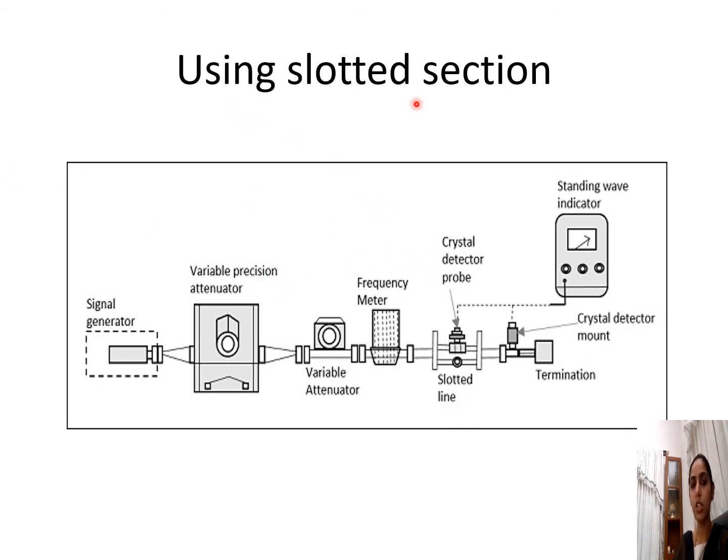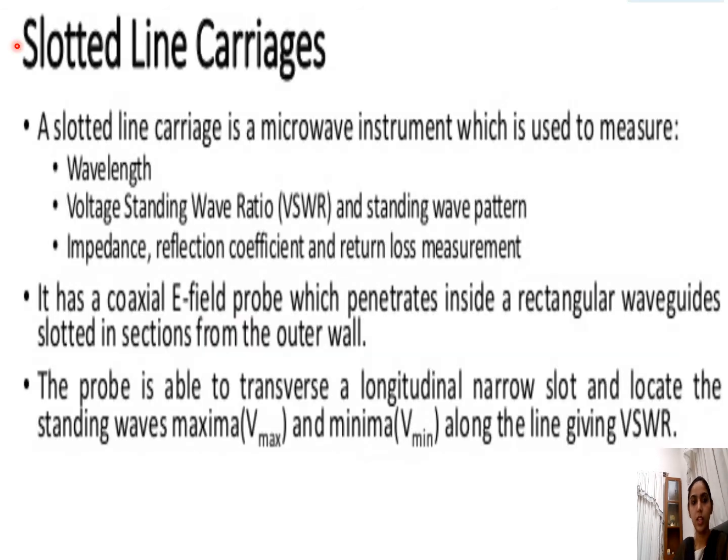So we now use this slotted section to determine our frequency. Here we have to understand that we have a crystal detector probe connected to the standing wave indicator. So these are in order. This is a microwave test bench. The slotted line carriage is a microwave instrument which can be used for measuring wavelength, VSWR, impedance, reflection coefficient, return loss, etc.